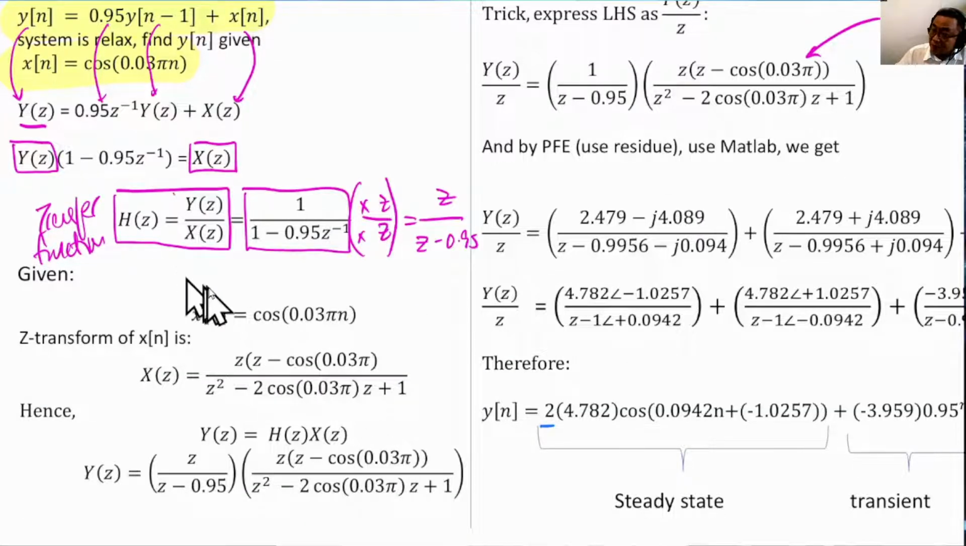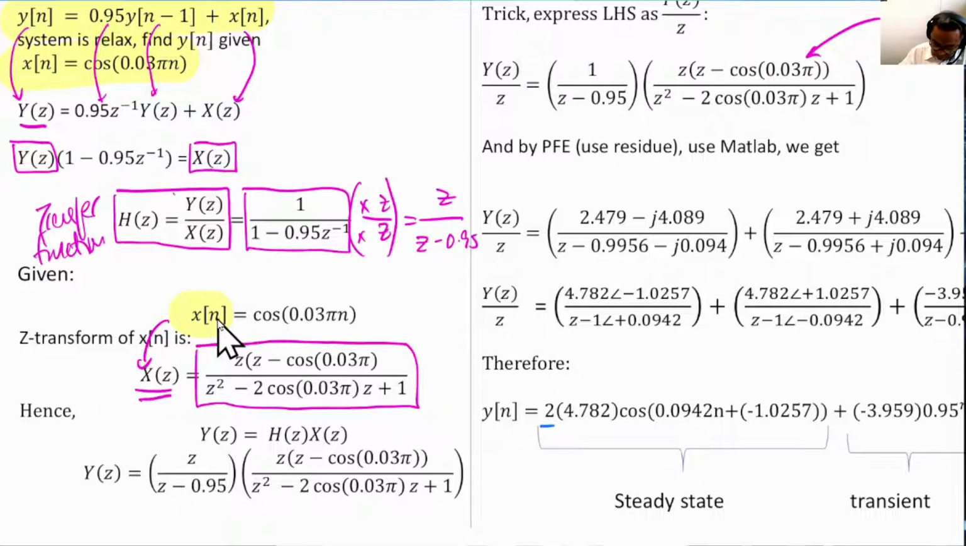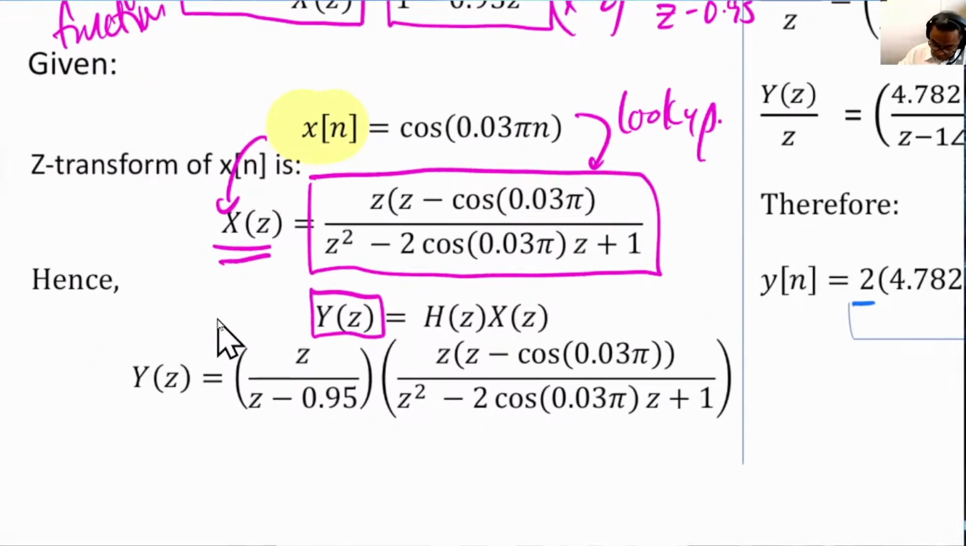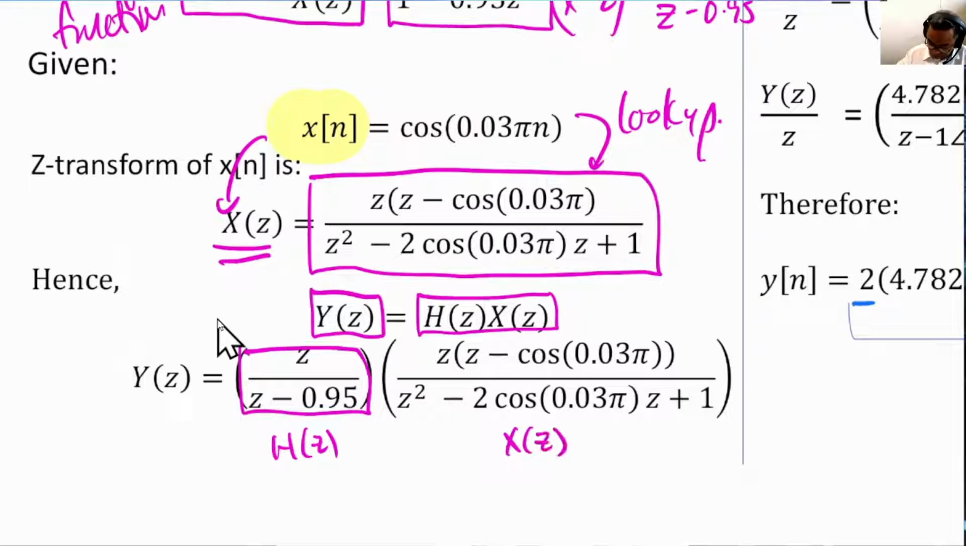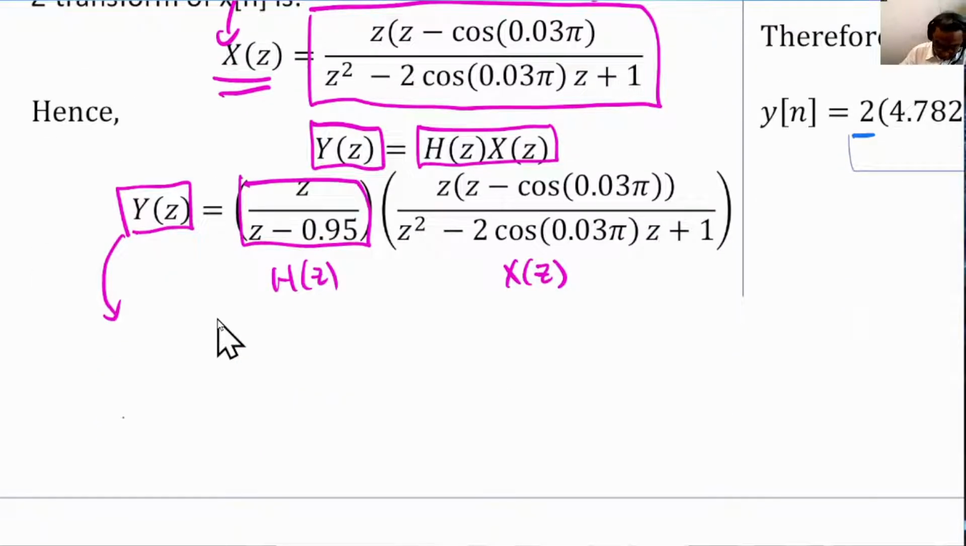Once I have H(z), I'm prepared now to get my x[n] into the z domain. This is simply a lookup table. So you look up, you get this. And now we can use the fact that convolution in time is multiplication in frequency. So we simply substitute this is H(z) and this is X(z). So Y(z) is equal to H(z) X(z), and once we figure this out, we are going to get y[n].